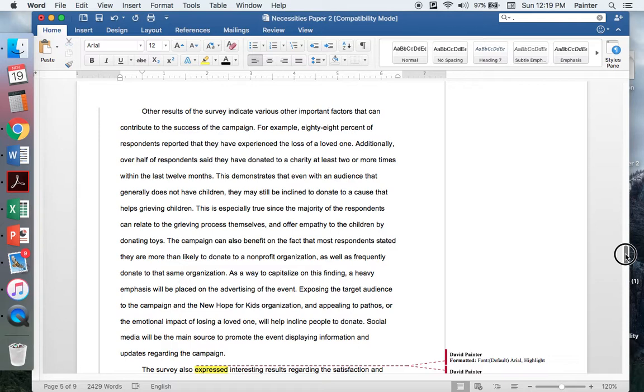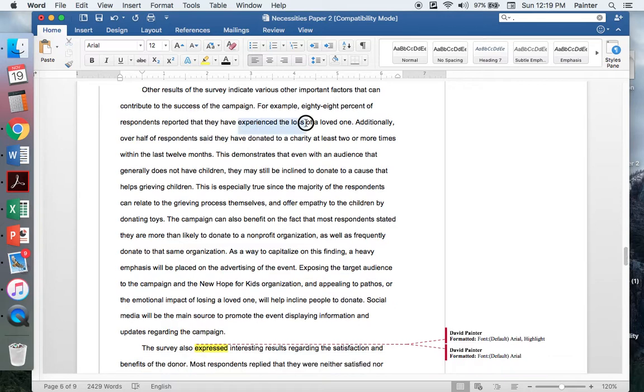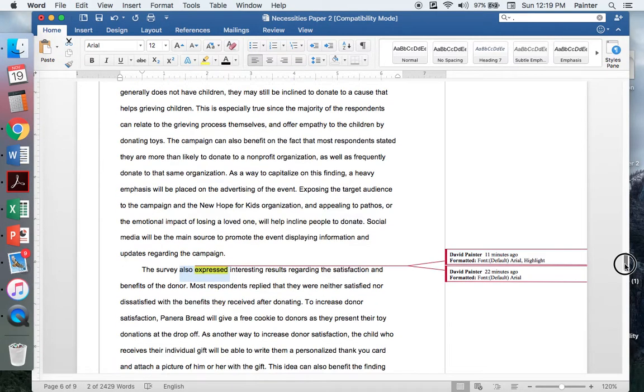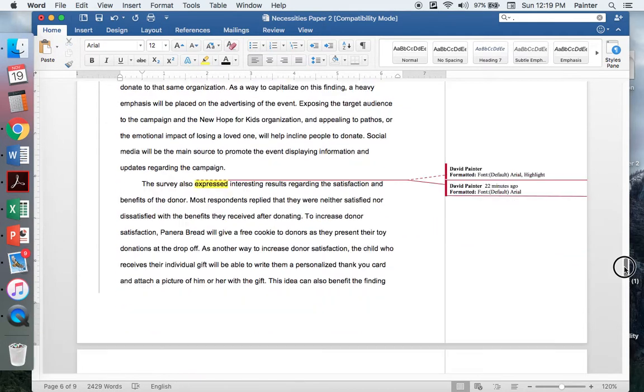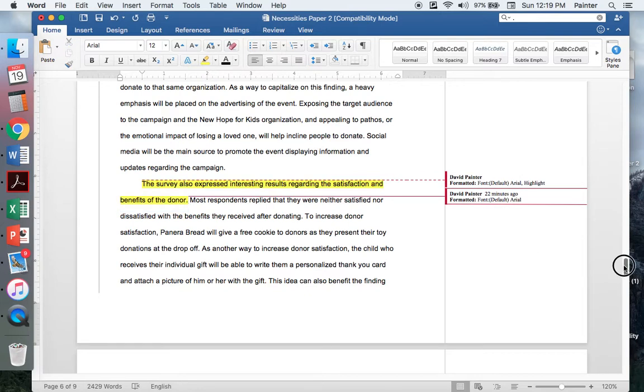88% of respondents have experienced the loss of a loved one. Here's good information, right? Good information here. The results also revealed interesting information about the satisfaction and benefits of the donor. So that's okay, but not the way it's written here, right? This is garbled, to say the least.